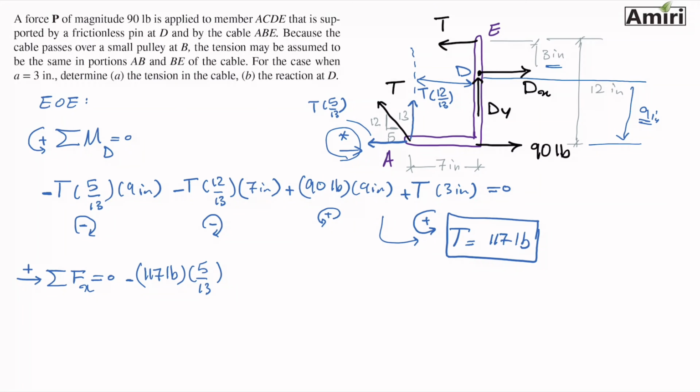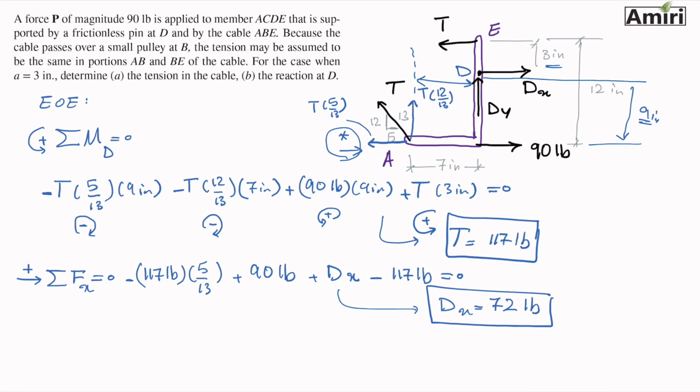Keep moving. I reach the plus 90 pounds. Keep going up the beam. I get plus dx, and I get minus T, which is minus 117 pounds, equals 0. All right. One unknown here, only dx. If you solve, you will get dx of 72 pounds. That's two equations, two unknowns.